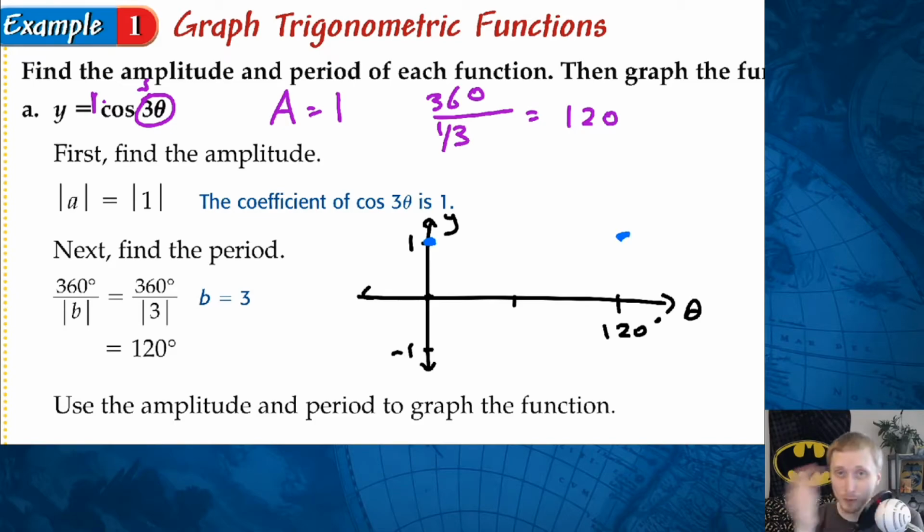And then, of course, halfway in between, I didn't actually label that. That should be 60 degrees. Okay, halfway between, we're going to hit our minimum. And if you really want to be persnickety, you might want to mark the quarter points as well, because that'll be, at least for cosine, where it crosses the x-axis. That'll be the zeros, right? What values give you cosine equal to 0?